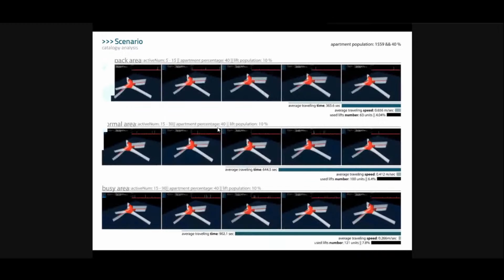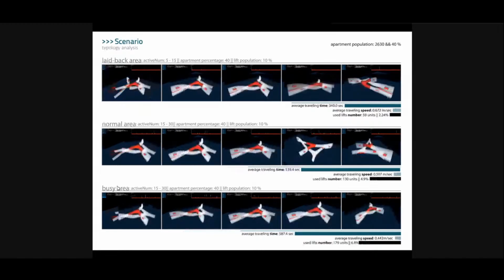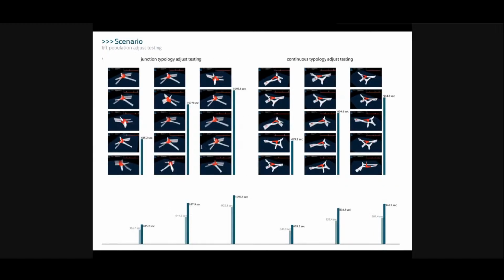So after testing the second typology, we tested a few typologies which were previously developed in Maya. The formal testing illustrates the rough percentage of lift population in relation with apartment numbers. After decreasing the lift population, the result shows the traveling time is even higher than the condition with more lift population.